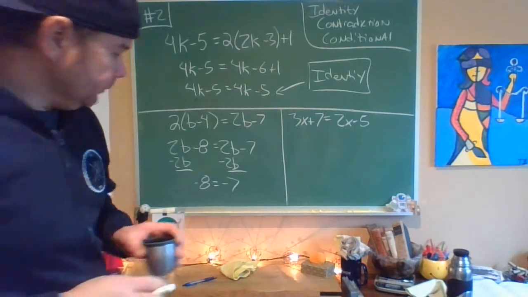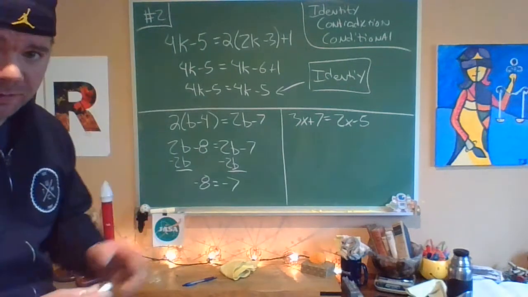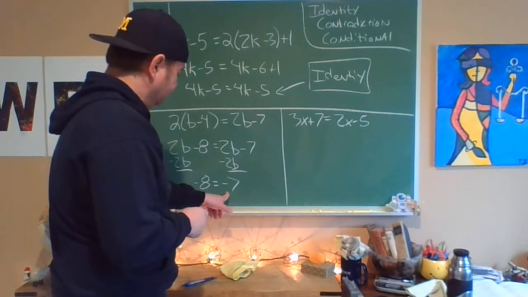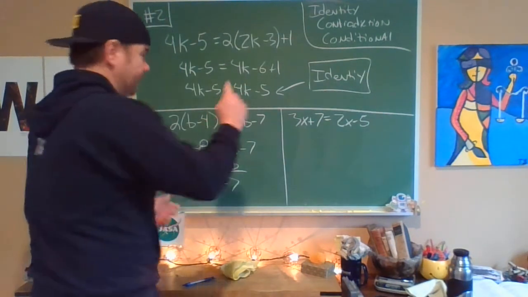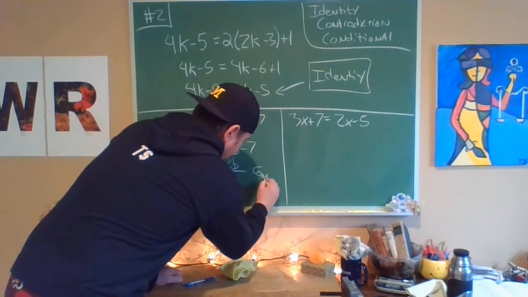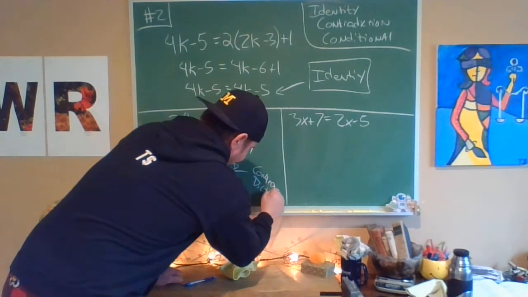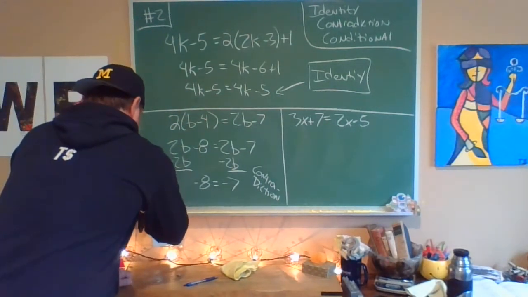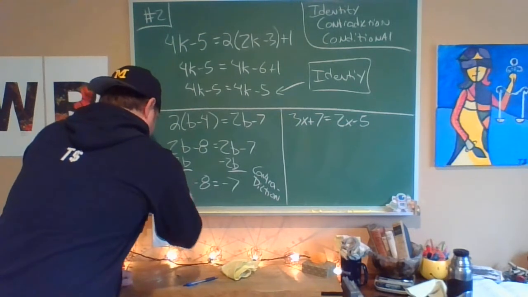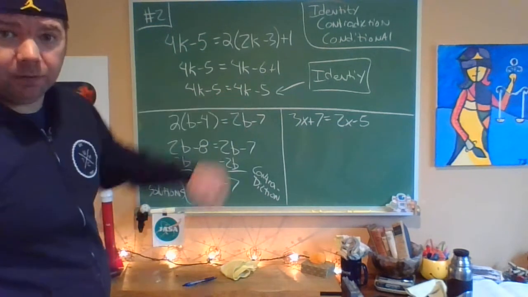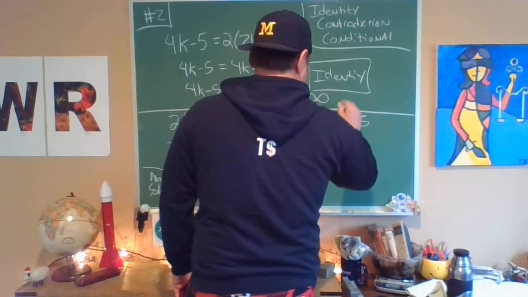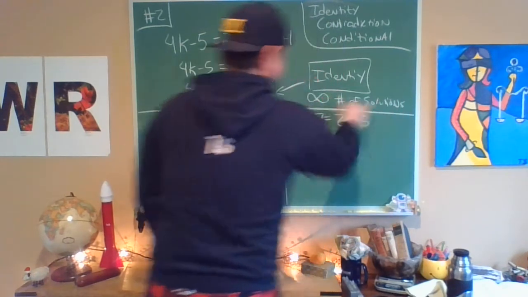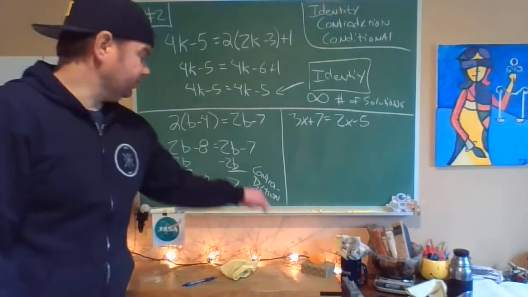We followed all of the rules for solving equations. We didn't do anything dicey or sketchy, and we ended up with a conclusion that doesn't make any sense, right? So what we have here is what we call a contradiction. In other words, there are no solutions. And I suppose what I should say up here with this identity is there's an infinite number of solutions. An infinite number of solutions is an identity. No solutions is a contradiction.